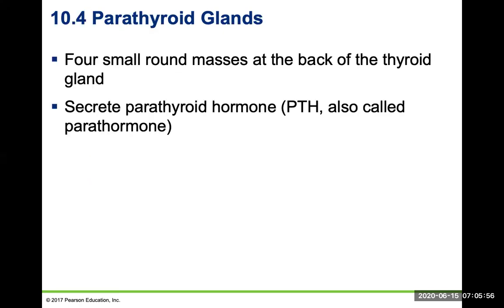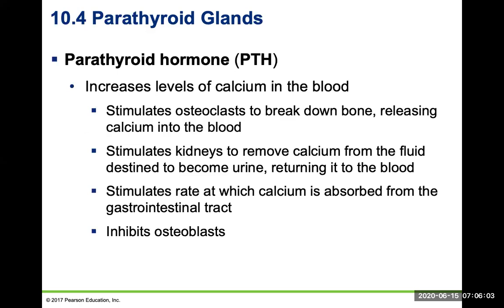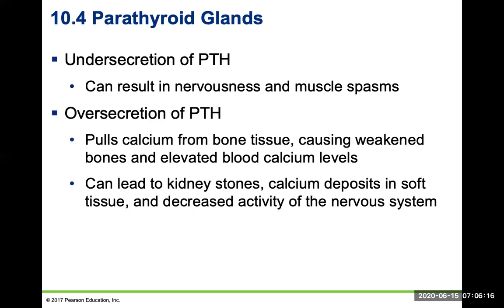There are 4 small round masses at the back of the thyroid gland, and they secrete parathyroid hormone, PTH. This increases levels of calcium in the blood, so it'll stimulate your osteoclasts to break down bone, releasing calcium into the blood, and it'll inhibit osteoblasts. Undersecretion of parathyroid hormone can result in nervousness and muscle spasms, and oversecretion can pull calcium from bone tissue, causing weakened bones and elevated blood calcium levels, which could lead to kidney stones, calcium deposits, and decreased activity of your nervous system.